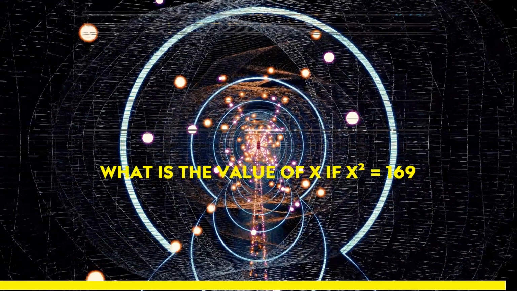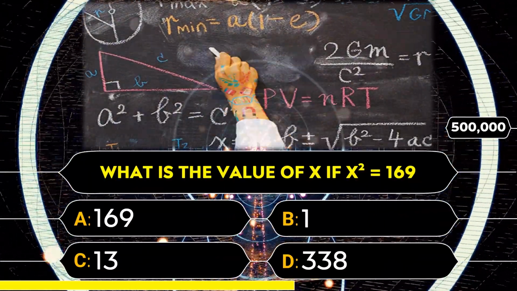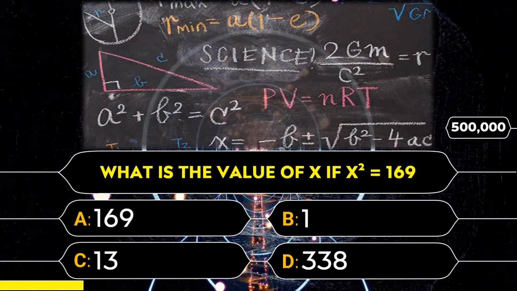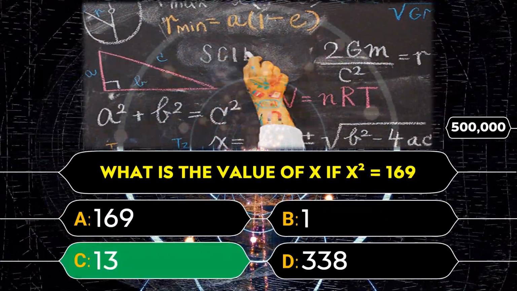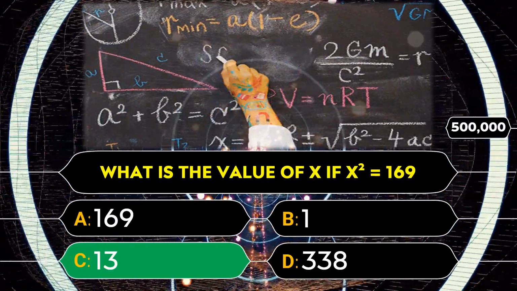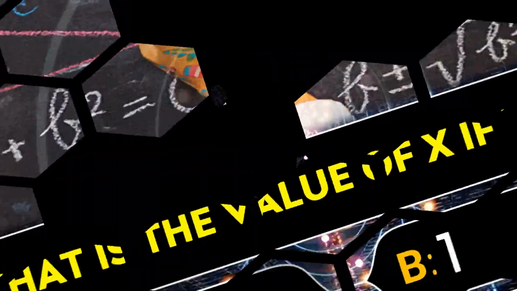Are you ready for your next question? For 500,000, can you tell me what the value is of x if x squared equals 169? The answer is 13 or minus 13. Do you know how to calculate it? Well, x squared actually equals x multiplied by itself.